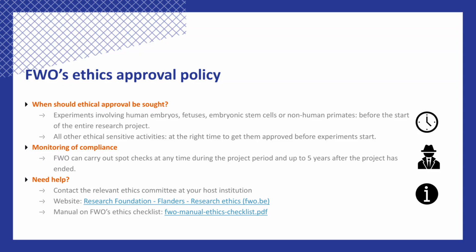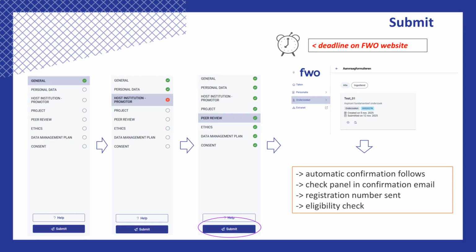If you have questions or need support, contact the Ethics Committee at your host institution. You can also find more information on the Research Foundation Flanders website or check the manual for FWO's ethics checklist. After completing the application, click Submit. An automatic confirmation email will be sent to your email address containing your registration number. The email will also mention the panel you selected. Please check that you have chosen the correct one.